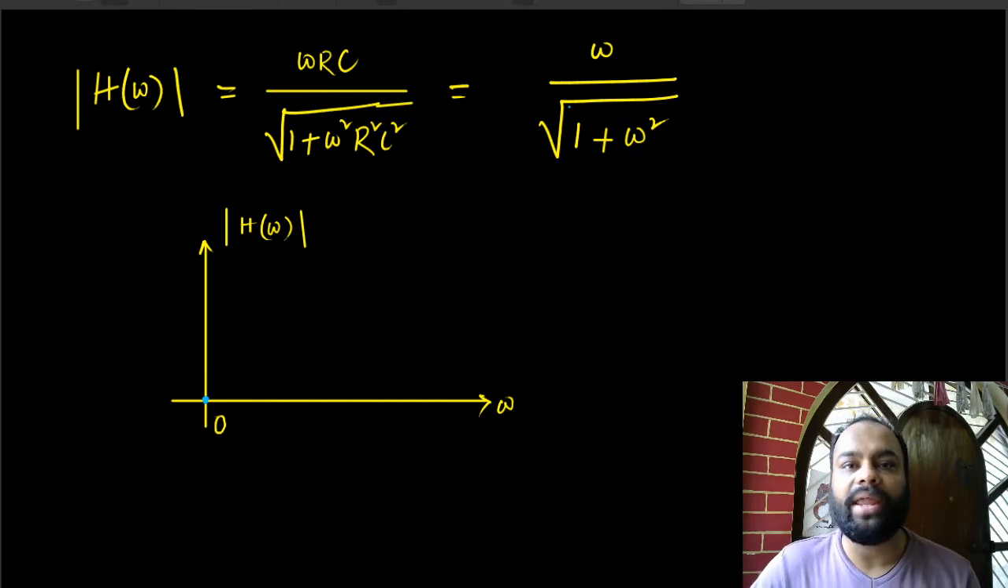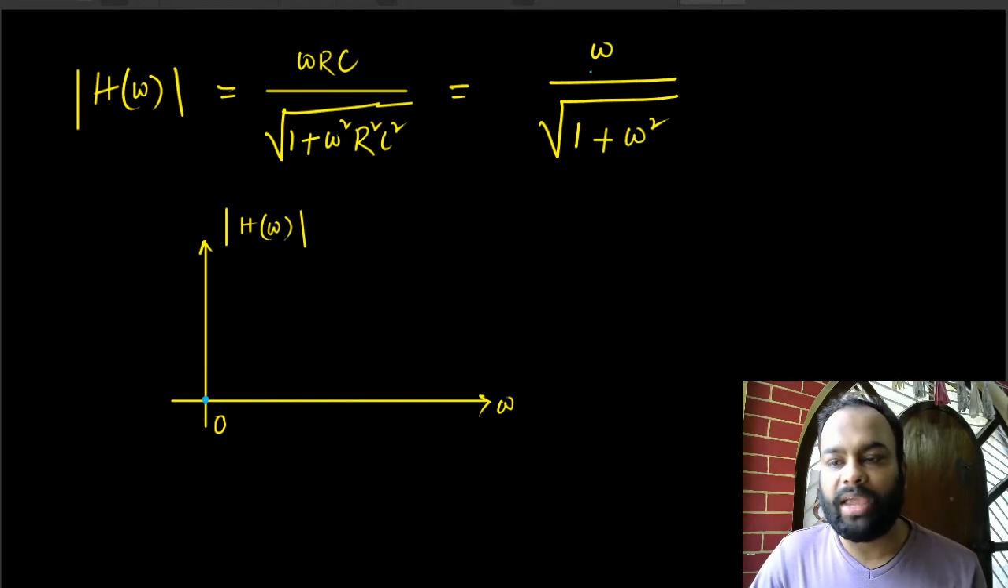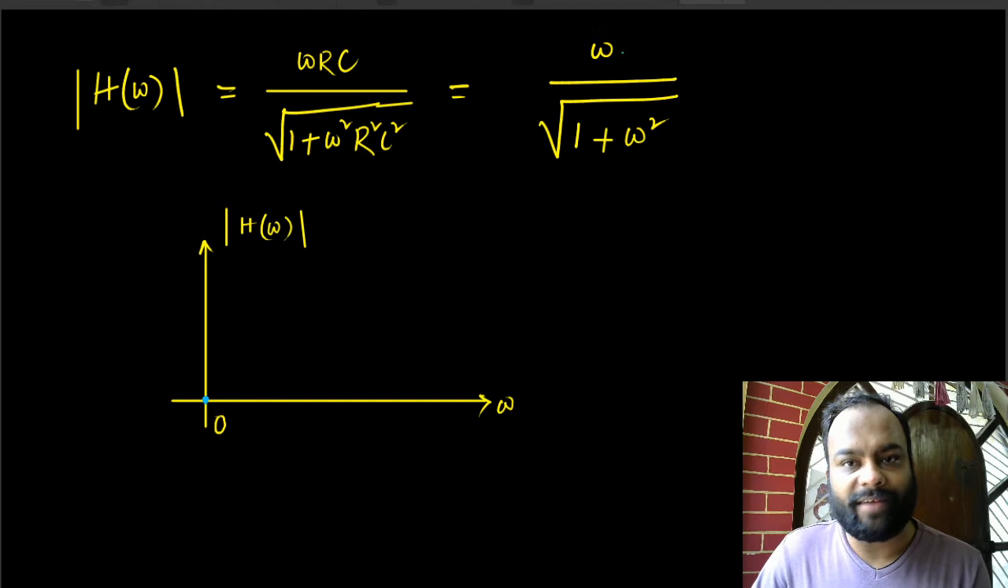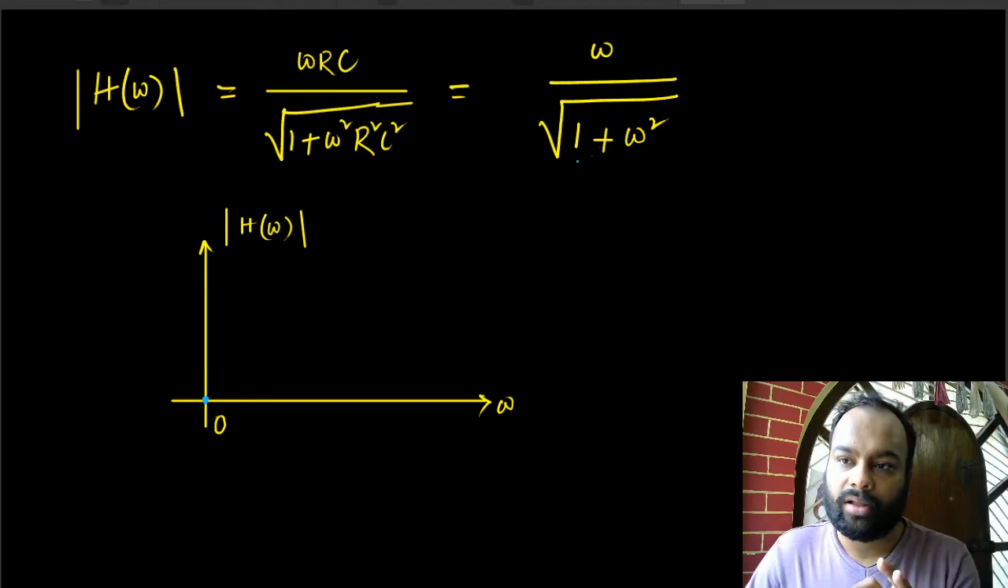Now if I keep on increasing the frequency, try to understand what is happening here. If omega is 0.1, then I have 0.1 in the numerator, but in the denominator I have 0.1 whole square. What is 0.1 whole square? It's 0.01. So in the denominator I have 1.01 and then a square root. That would be approximately equal to 1, right?